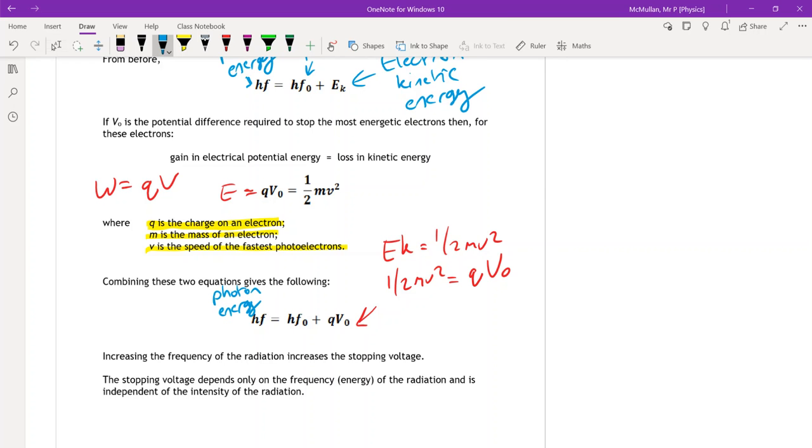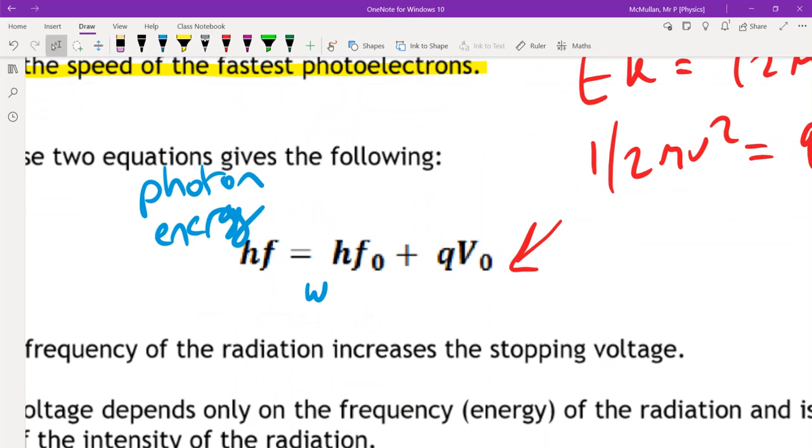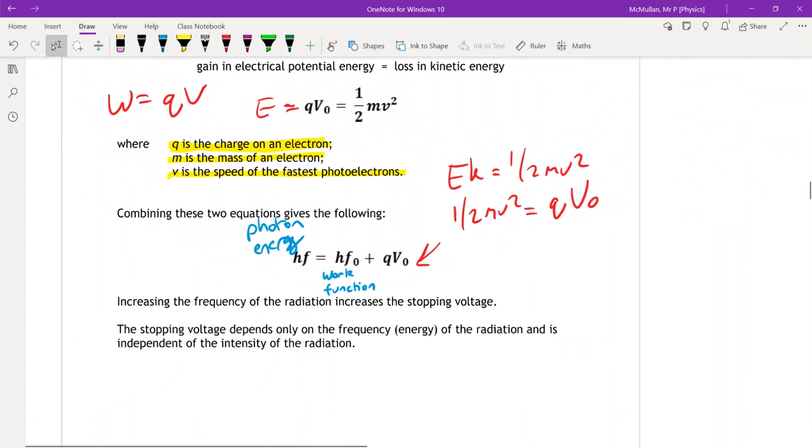I'm just repeating this every time I see it because it makes you connect HF to photon energy. This is work function, although it's quite difficult to write that small with this pen. The stopping voltage depends on the frequency of the radiation and is independent of the intensity. Okay, it could be as bright as you like, it's to do with the frequency.